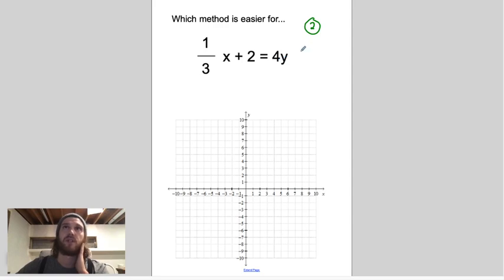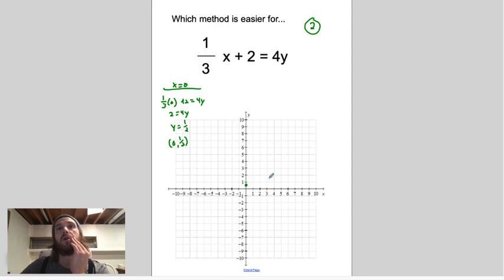Method 2 is also pretty simple, and I'm going to show you why. You can just pick x equals 0, plug in 0 for x, 1/3 times 0, well that's easy, plus 2 equals 4y. For me, I would probably choose method 1, but if you struggle with fractions, maybe method 2 is your best bet if you're creative in the numbers that you plug in here. So 1/3 times 0, so you end up with 2 equals 4y, and y equals 1/2. So 0, 1/2 is on our line.